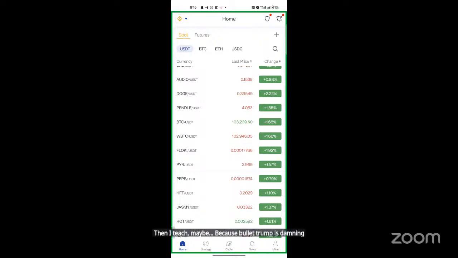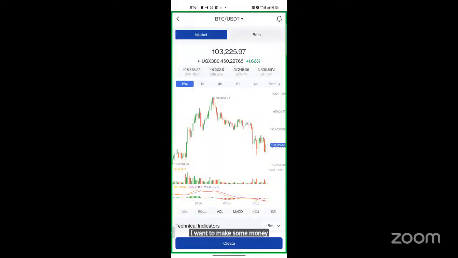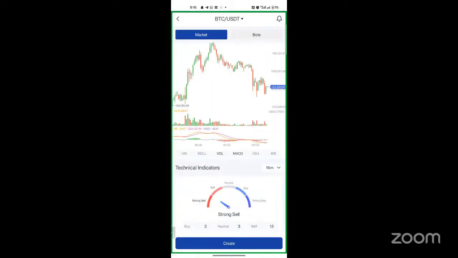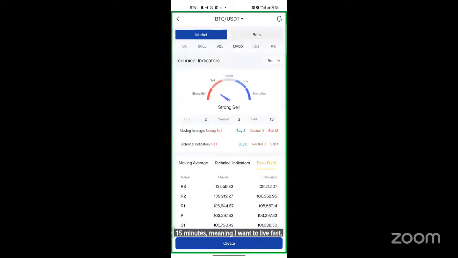I want to trade Bitcoin. Donald Trump is coming in office, and I want to trade Bitcoin. I want to make some money on BTC. Then I want to use 15 minutes, meaning I want to leave fast. I look at the current price of Bitcoin.